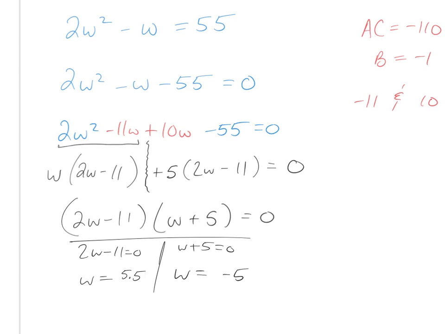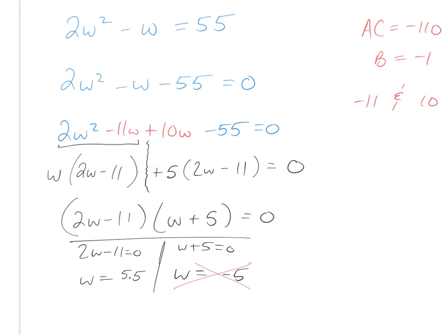Which one is it? Why? Can you have a negative width? No. Use logic, right? You're finding the width of a rectangle. The width of a rectangle cannot be negative. So the answer is 5.5 for the width.